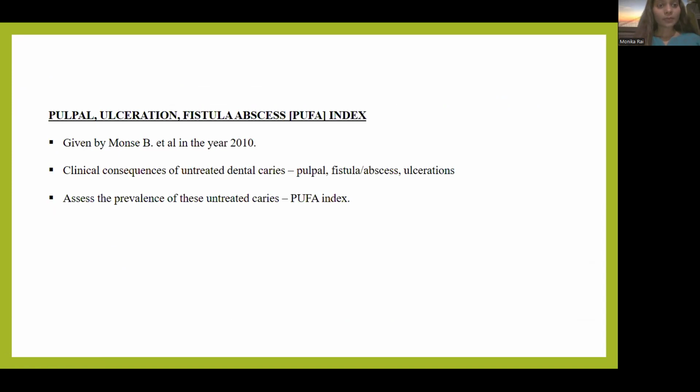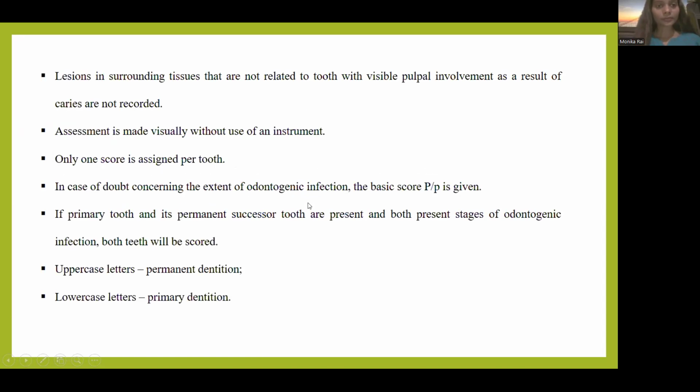Now the PUFA index, pulpal involvement, ulceration, fistula, abscess index, which is given by Monse et al. in the year 2010. It records clinical consequences of untreated dental caries: pulpal involvement, ulceration, fistula, abscess. It assesses the prevalence of these untreated caries. Lesions in surrounding tissue that are not related to the tooth with visible pulpal involvement, as well as a restored caries, are not recorded. Assessment is made visually without use of any instrument. Only one score is assigned per tooth.